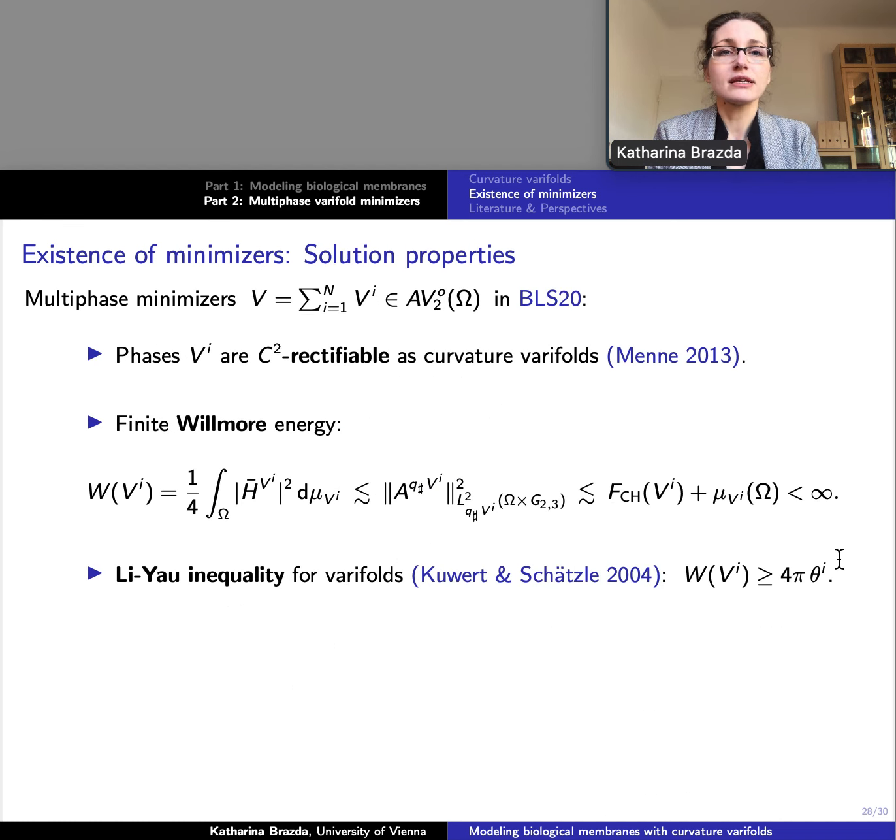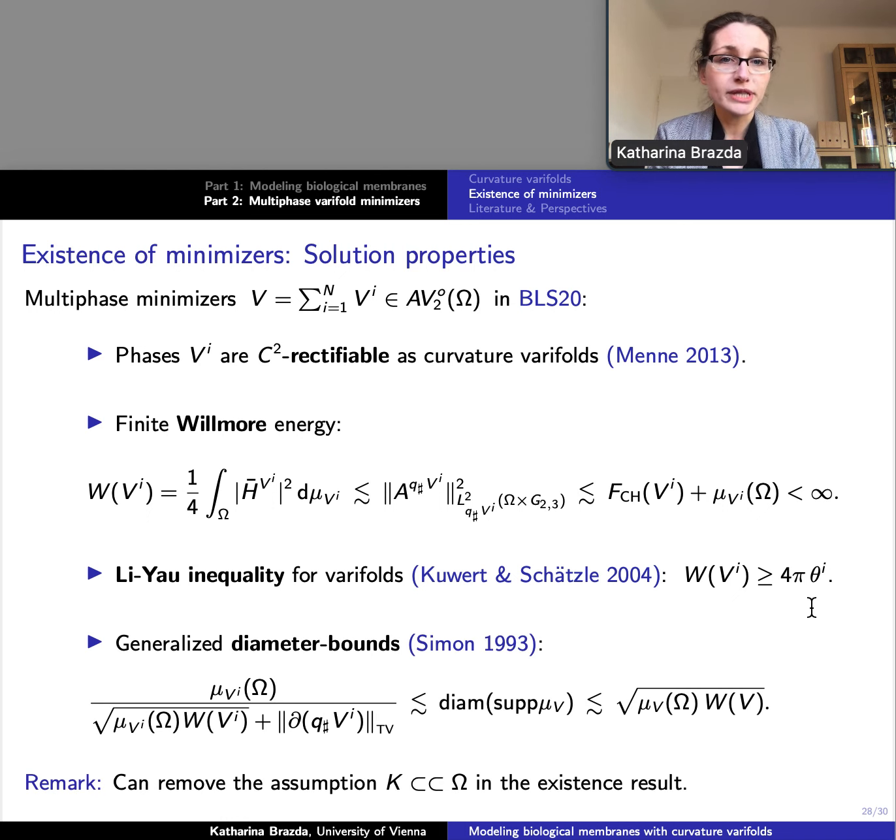So our minimizers have several properties. First, there is the question about the regularity, since we have just measures. And what one gets simply from the fact that we are dealing with curvature varifolds is that the phases VI are C2 rectifiable. That is, they are supported on a countable union of C2 surfaces. And further, since the minimizers have finite Willmore energy by this estimate here, we can bound their multiplicity theta by the Li-Yau inequality.